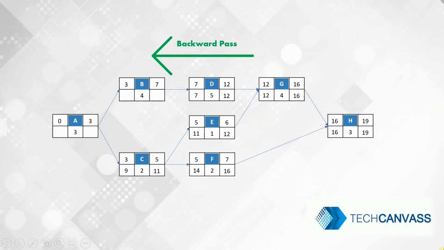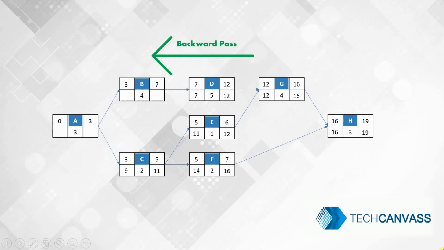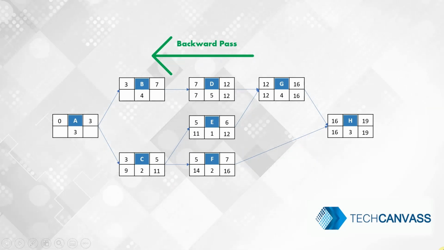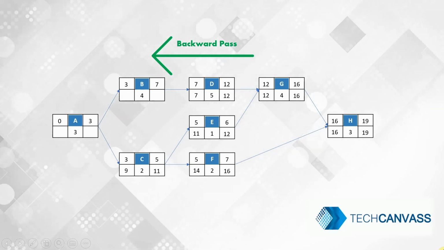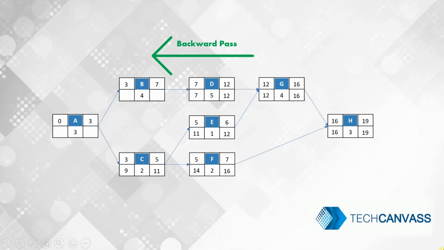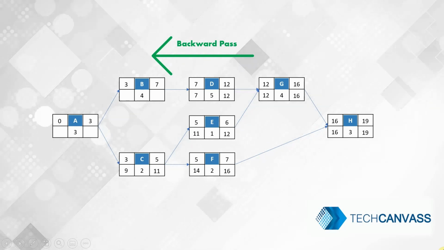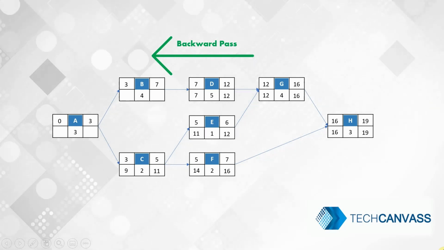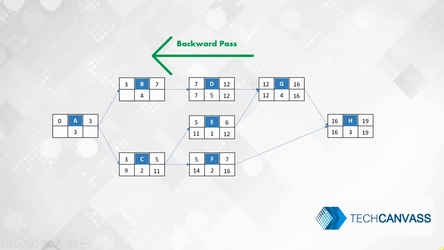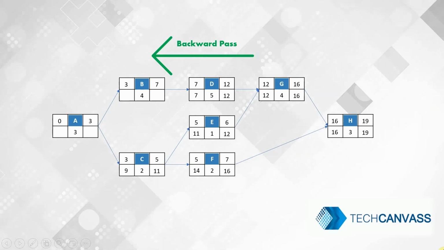Now for C, you have two successors, and which one of the late starts of these successors will you take as a late finish for the current activity? The answer is exactly the reverse of what you did in the forward pass. Here you take the minimum of the late starts to assign as the late finish of the current activity.